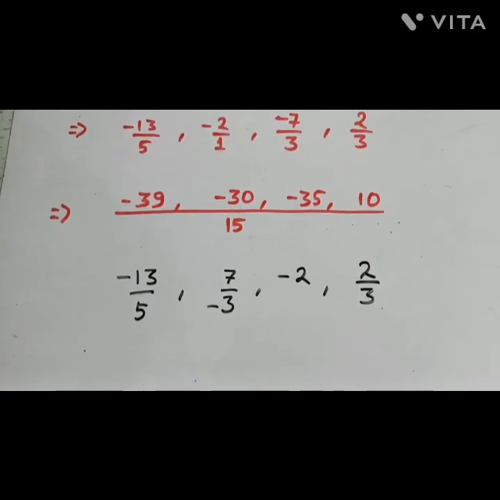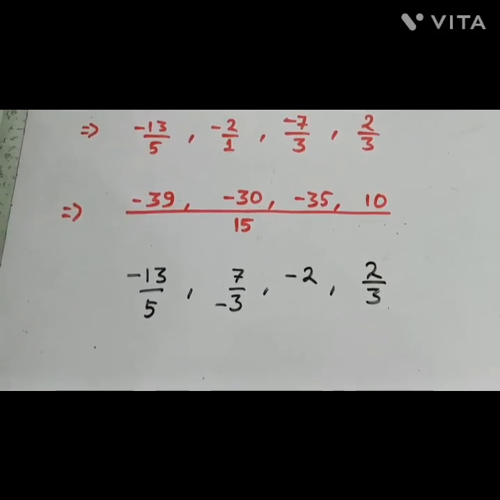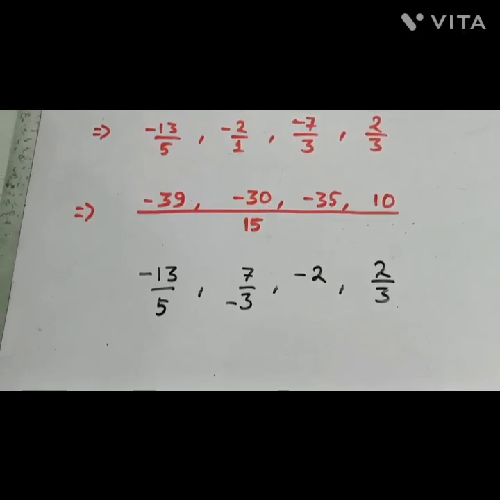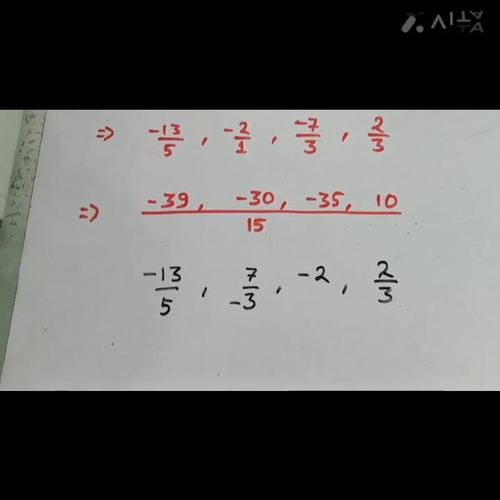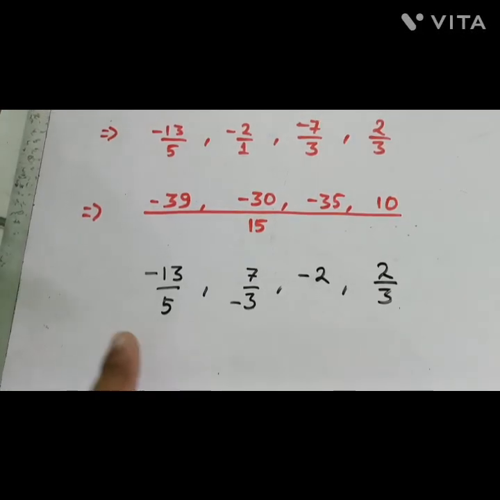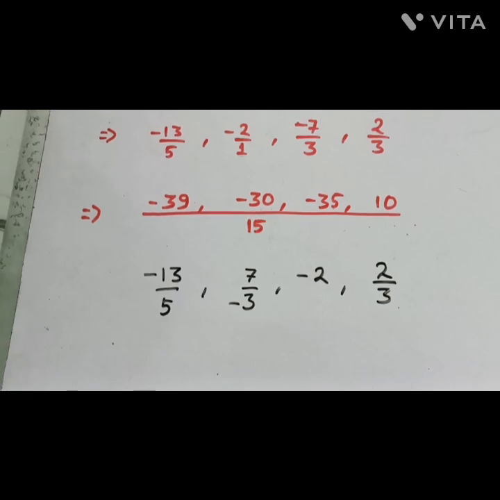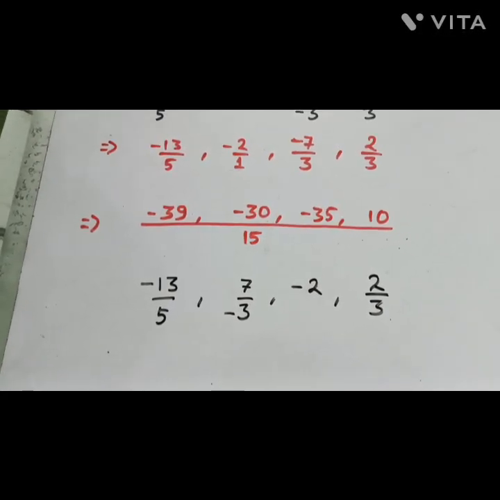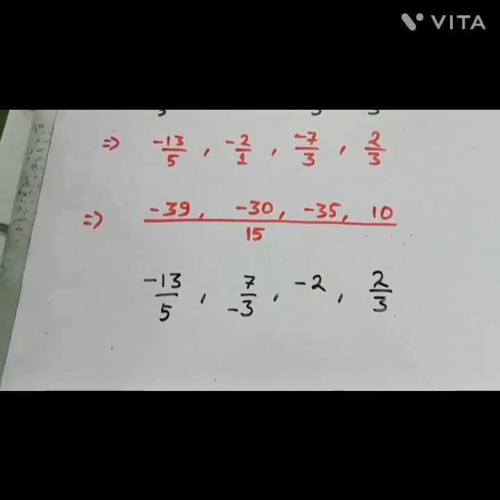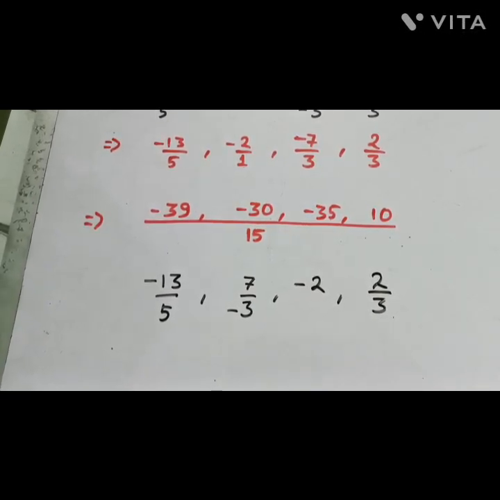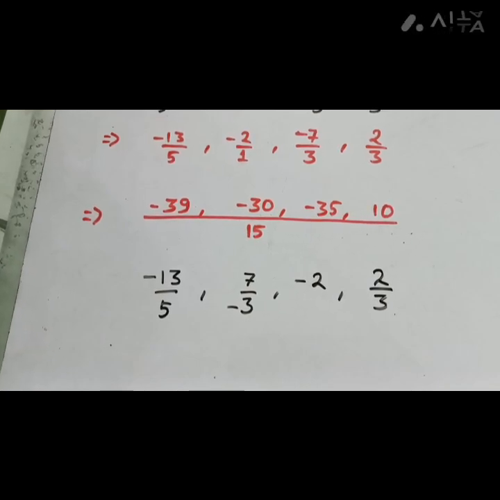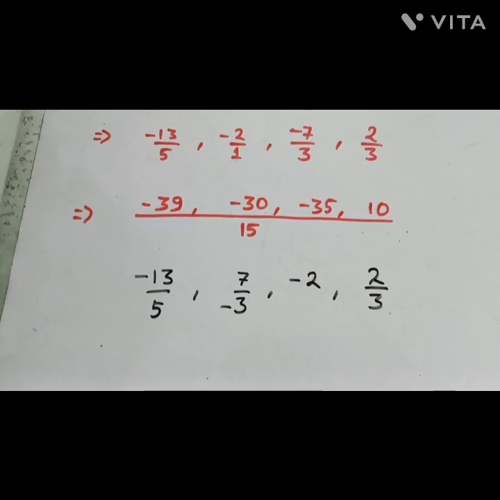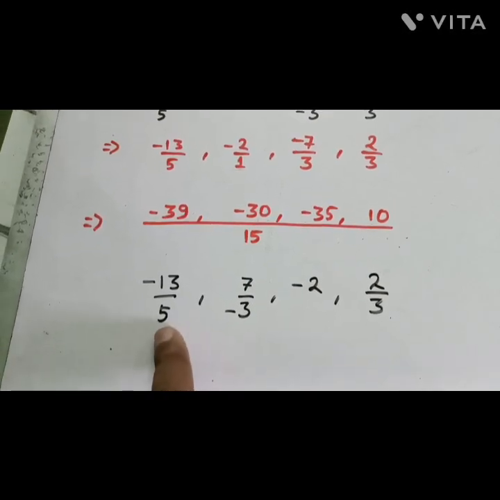Looking at this, the smallest number is minus 39. I told you, in the negative section, the number with the highest value is the smallest. So minus 39 represents minus 13 by 5. That's the smallest. Then comes minus 35, which is 7 by minus 3. Then comes minus 30, which is minus 2. And the last is the positive number 10, which is 2 by 3. So this is the ascending order from lowest to highest.